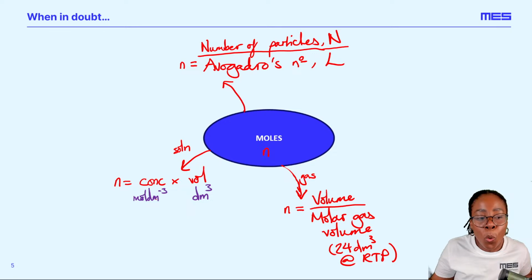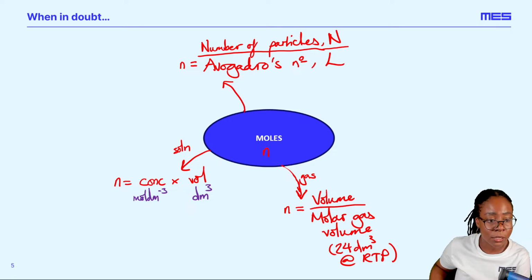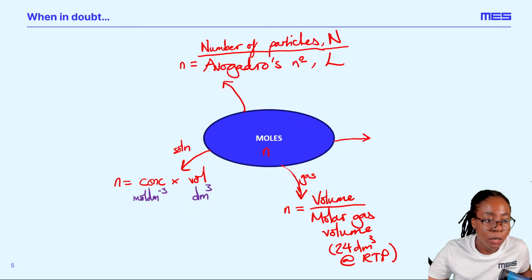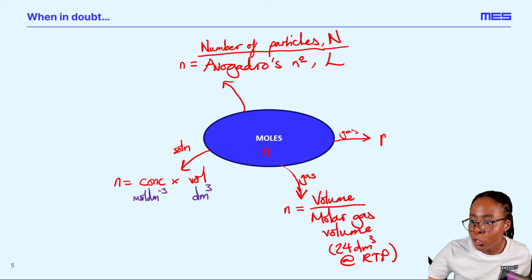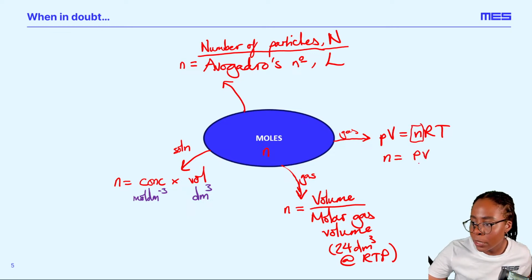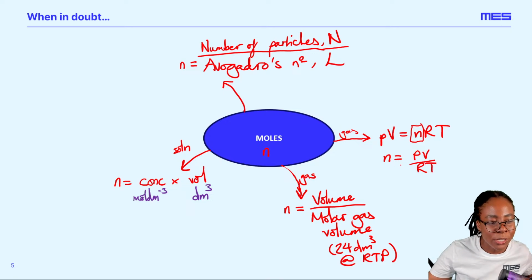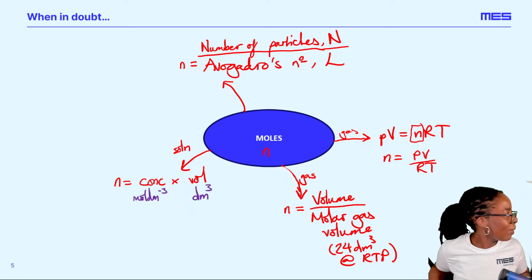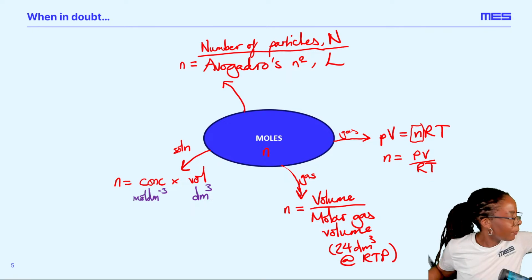More commonly, what expression will we use to calculate moles if we're dealing with gases? Anyone? Thank you, George. The ideal gas equation. So we'll use PV equals nRT and then rearrange to make moles the subject. Moles are equal to PV over RT. We're going to get more into the units of that as we go into our practice questions.